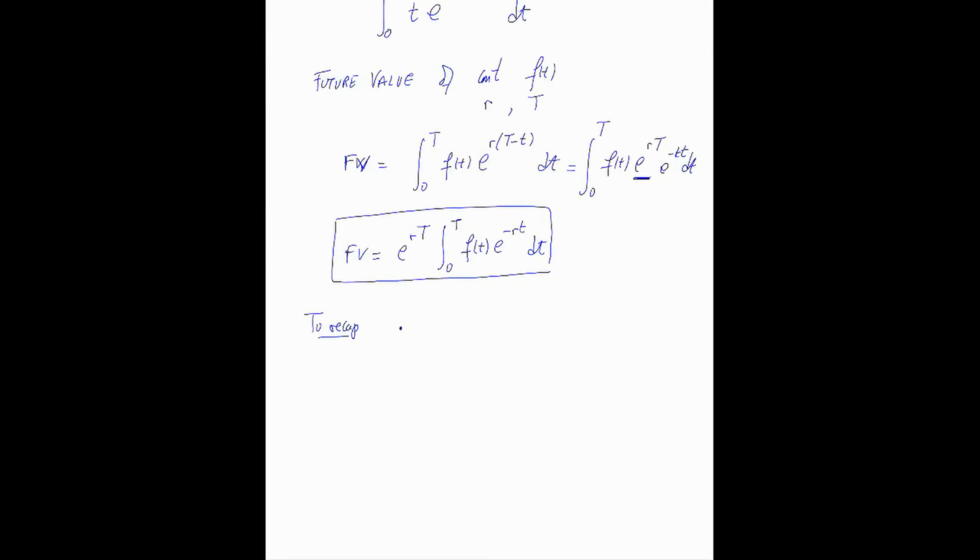One is simply when we invest amount k for a period of t years, continuously compounded at a rate r, what we get at the end of the period is k times e to the rt. And when we have an investment continuous f of t for a period of t years, and r, what we get at the end is e to the rt, the integral from 0 to t of f of t e to the minus rt dt. This formula is called the future value of your investment.